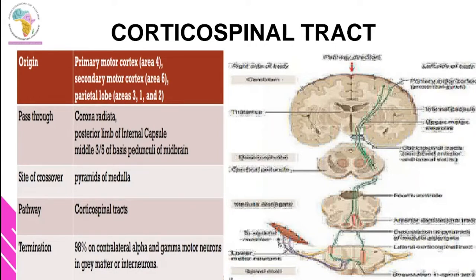So seeing that they're crossing over, if a patient has a lesion, for example a tumor or a stroke, they might present with hemiplegia or hemiparesis. If the lesion is on the right side, they might present with hemiplegia or hemiparesis on the left side of the body, the opposite side of the body. That's one thing that you can remember about these tracts.